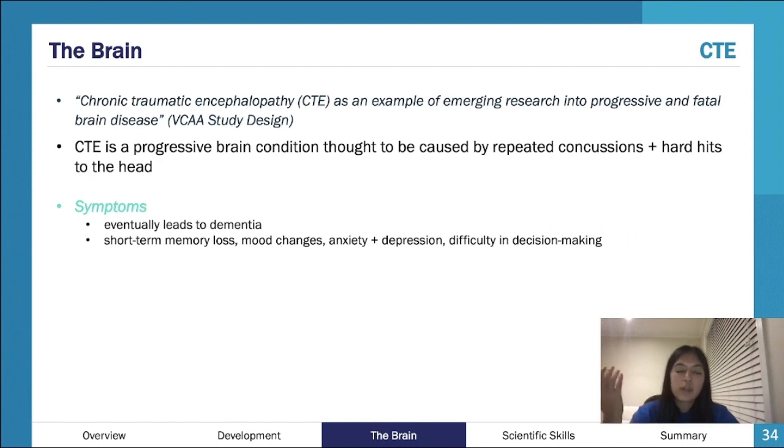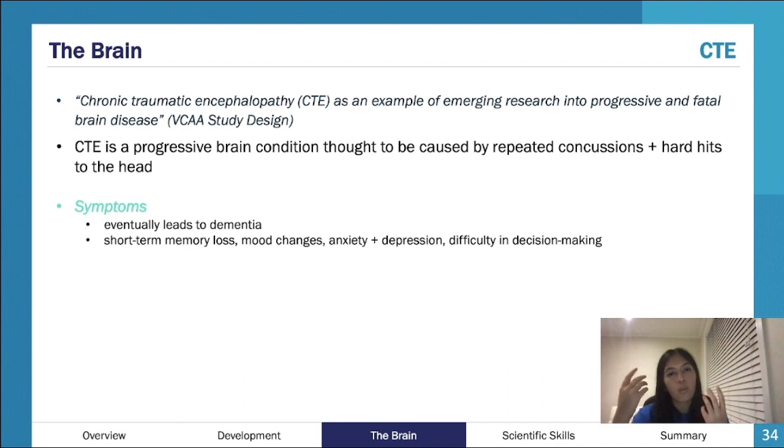So encephalopathy is basically just this idea of impaired neurological functioning. And so chronic is over a long time, and traumatic, so this traumatic source of injury. So the trauma is coming from concussions. So those repeated hits in a contact sport, that's that trauma. And chronic means over and over and over again.